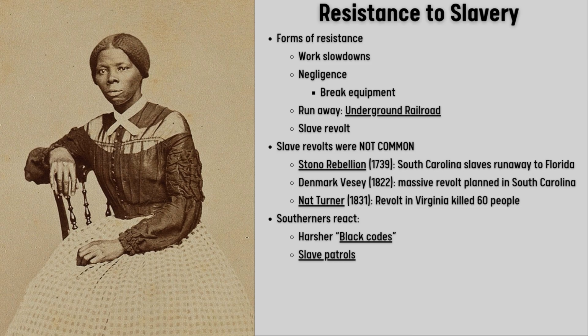Some key slave revolts were Stono Rebellion in 1739, the Denmark Vesey, which was a massive revolt in South Carolina, and Nat Turner, which killed 60 people. Southerners reacted strongly to these revolts as they feared for their lives, and they passed harsher black codes. These codes were often based upon codes created in the Caribbean, and they also instituted slave patrols as well to capture runaways and bring them back to their owners.